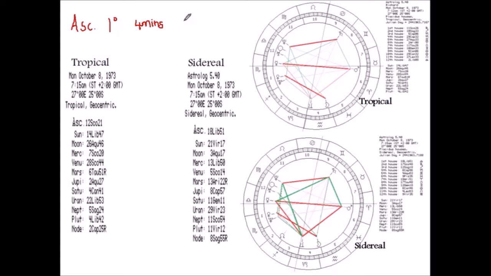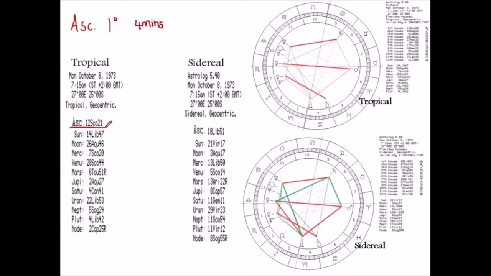In other words, it takes about 4 minutes for 1 degree to rise in the east. So for every 4 minutes of error in the time of birth, there's a 1 degree error on the ascendant.